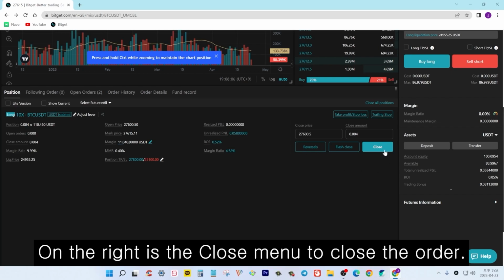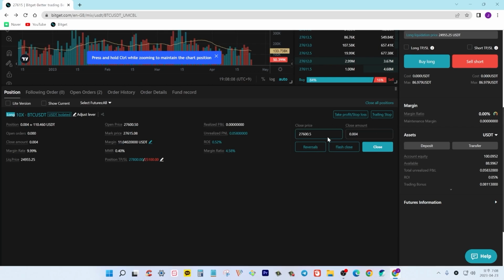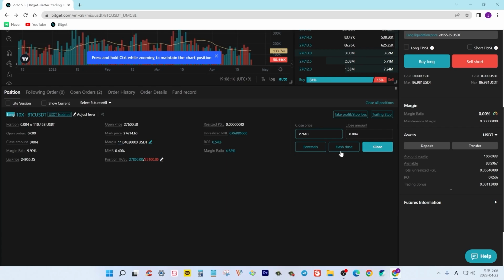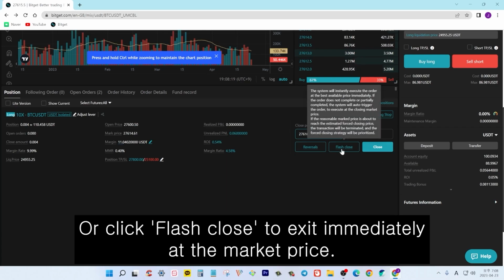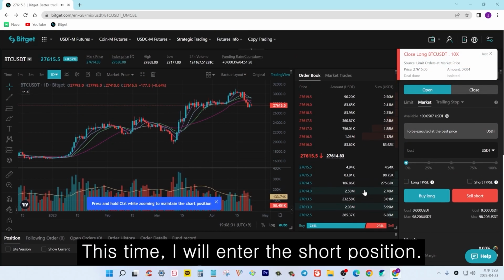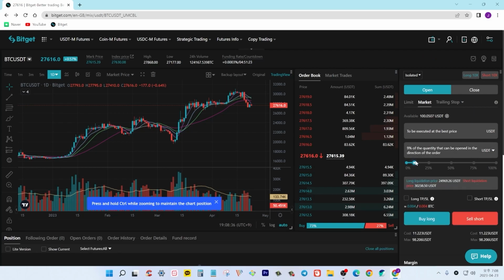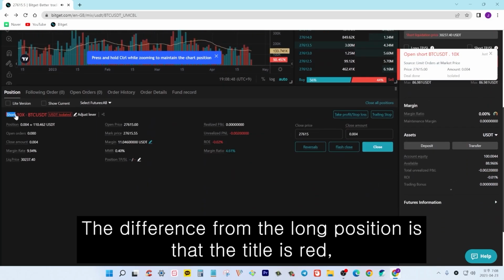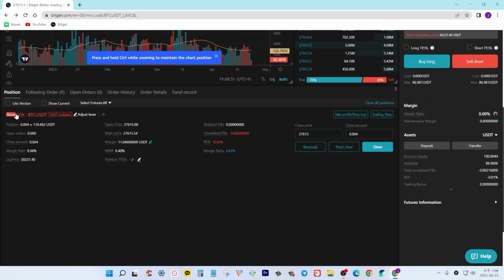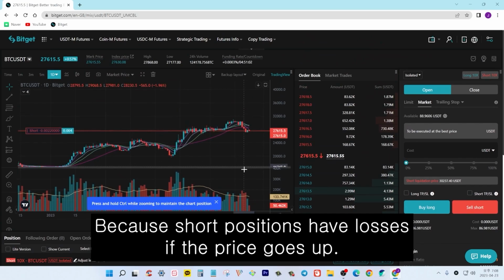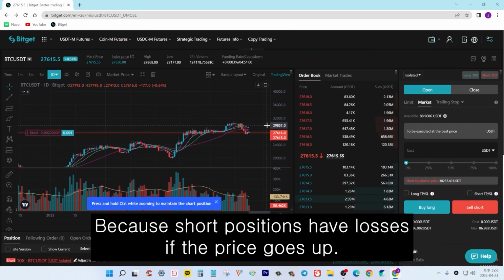On the right is the close menu to close the order. You can write down the price and quantity with a limit and click close. Or click flash close to exit immediately at the market price. This time, I will enter the short position. The difference from the long position is that the title is red, and the liquidation price is above the current price. Because short positions have losses if the price goes up.